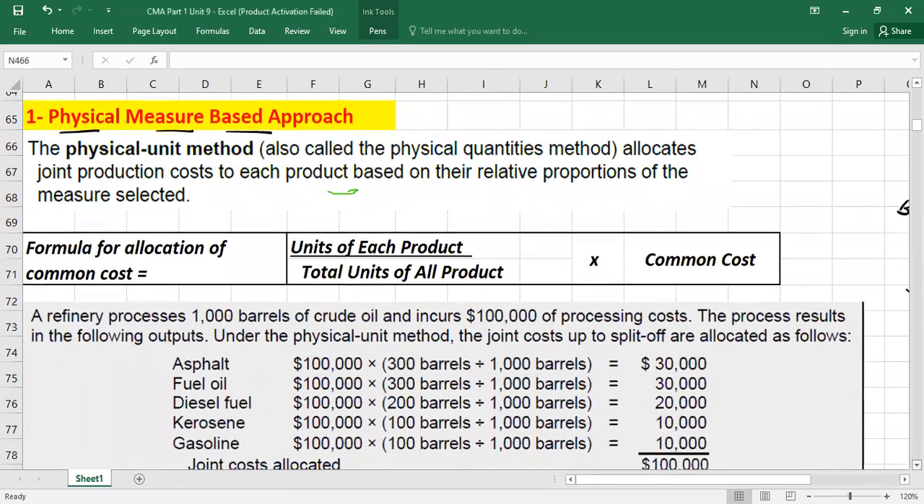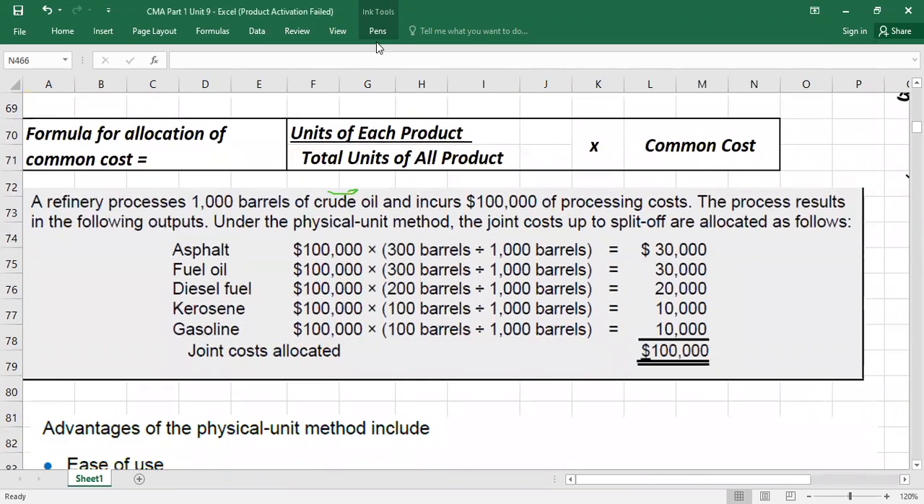Now, guys, this is the formula we use to allocate the common cost based on the physical measure approach. What is the formula? If you want to allocate to product A, we take units of product A divided by total units and multiply by the common cost. This formula you apply just to get the allocated common cost.